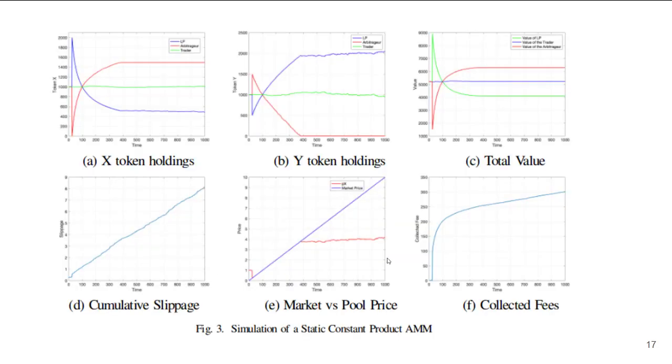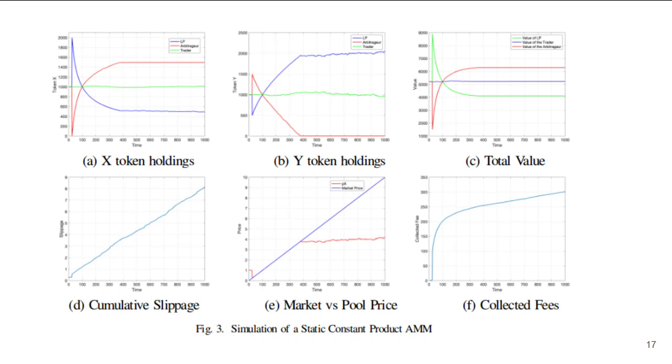We present in the paper a number of simulations. We show simulations, for example, of the static constant product AMM on this slide. And we can see that in the simulation, as can be seen in figure E, the market price is increasing steadily through the simulation time. And at some point, this market price gets so large compared to the pool price that, in fact, there's very limited further trading. The pool price gets more or less saturated at a certain value.